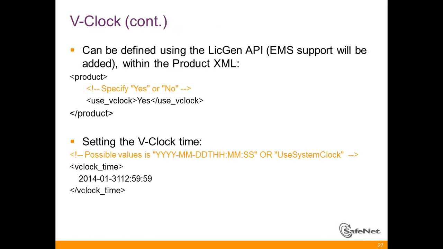And here is a sample of how to use it. Using the LeakGen API, you use an XML in the product, and you just specify yes or no for use vClock. And then you can set the time of the vClock using the vClock time, and here you set the time. More details about vClock you can find in our documentation.